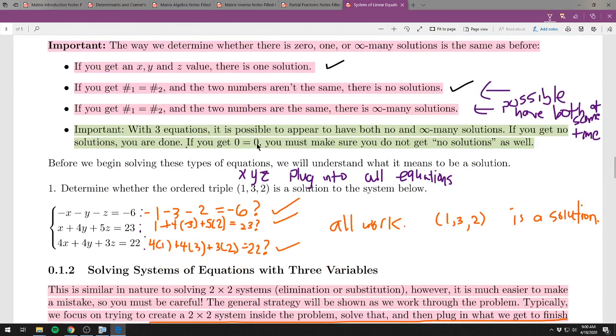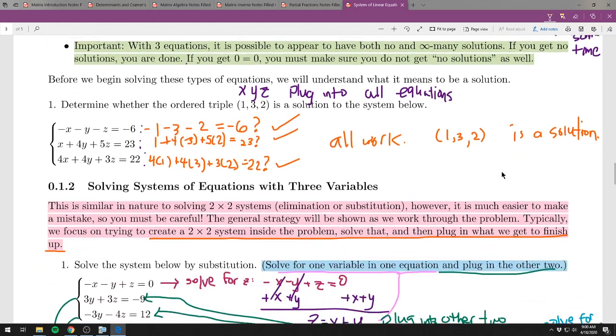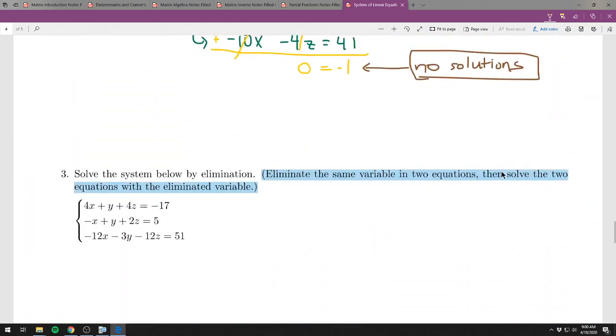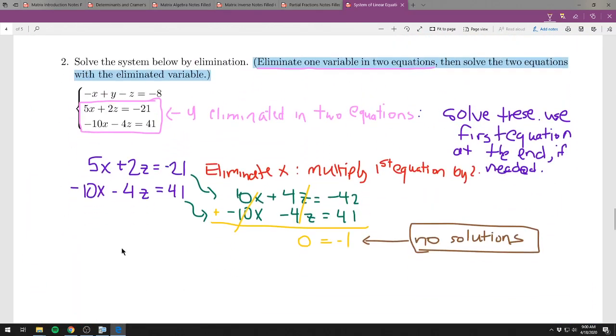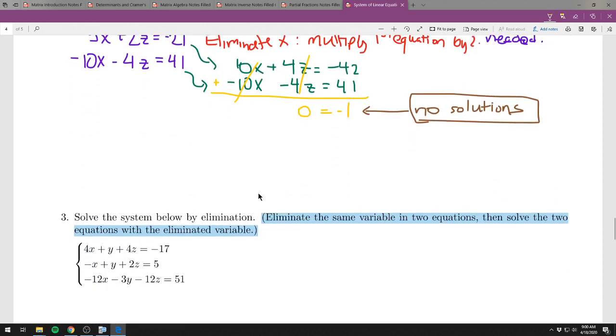If you get 0 equals 0 or infinitely many solutions, then you have to just make sure you don't get a no solution as well. Okay, but this one worked out pretty easily for us. We are done. No solutions right here. And we don't need to do anything else. You are done. Just stop here. Can't stress that enough. Don't try to do more than you need to.